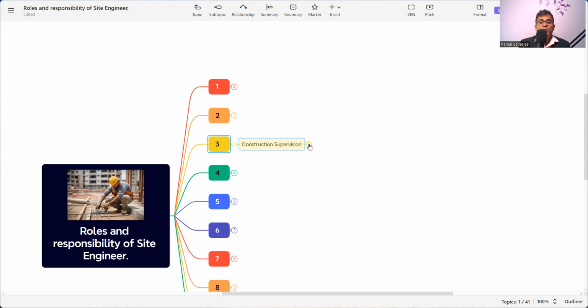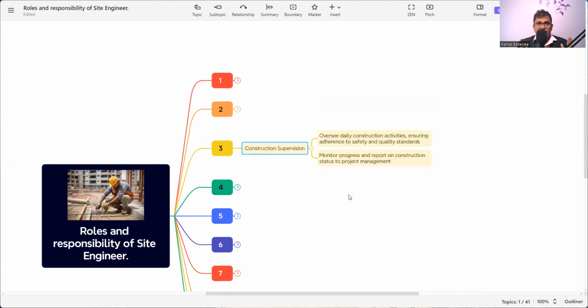Then construction supervision. Now you are the main soldier. You have the material, you have the manpower. Now you need to do the work at the site. But who will work? You will not do the work. The ones who will work are the manpower, the workers, the mason, carpenter, fitter, exactly. But whether they are doing their work as per the requirement or not, you need to ensure by doing construction supervision on a regular basis.